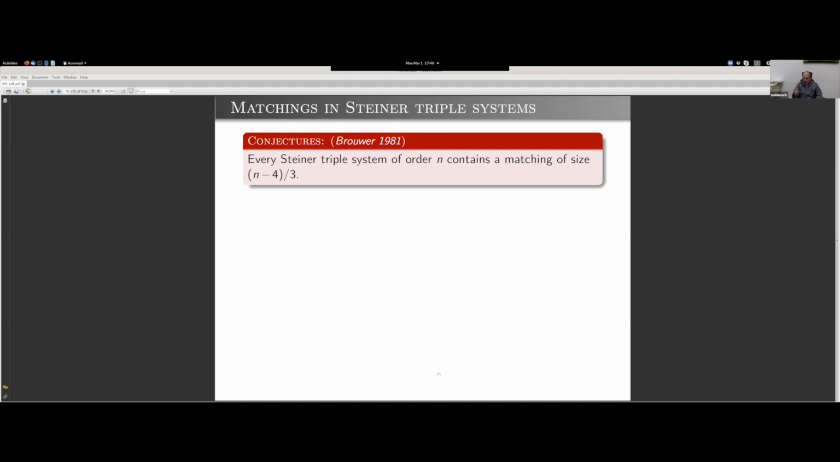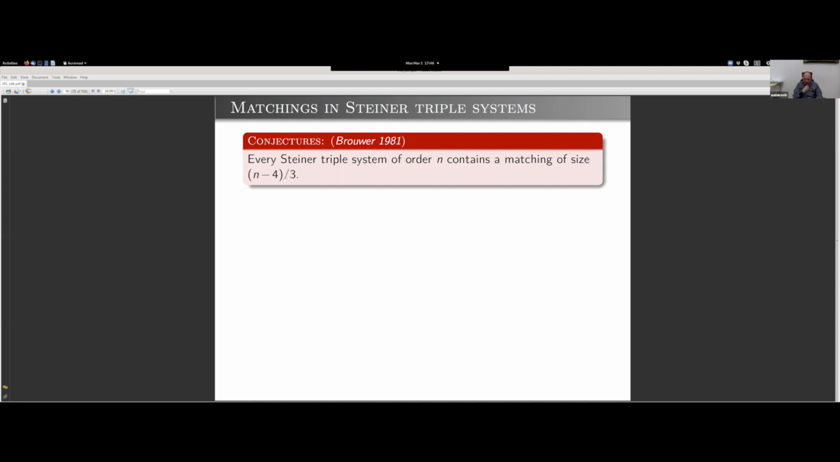So let me remind you, this is a 3-uniform hypergraph. A perfect matching would be a collection of disjoint triples which cover every vertex exactly once. So I will need n over 3 of them. Brouwer conjectured that you have almost that many.